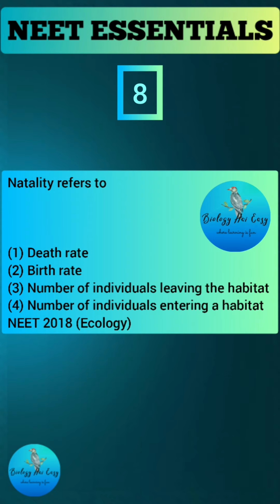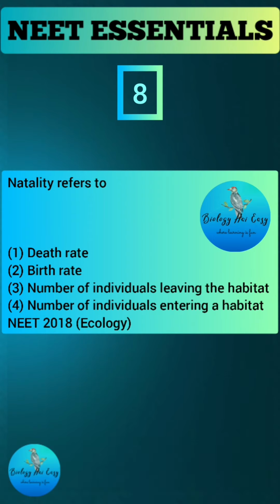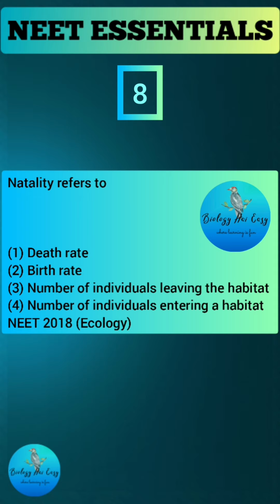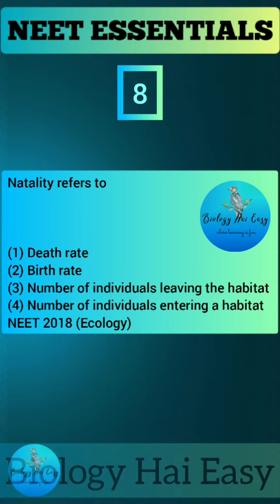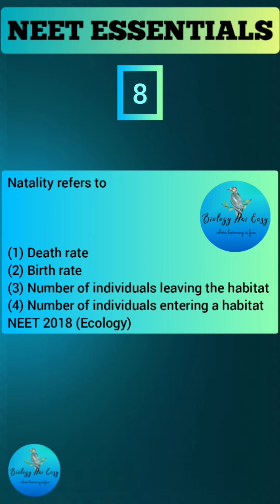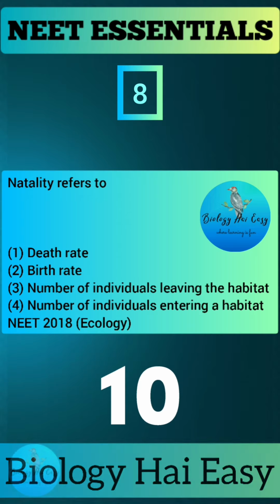Our next question is, natality refers to, and the options are death rate, birth rate, number of individuals leaving the habitat, number of individuals entering a habitat. Your time starts now.